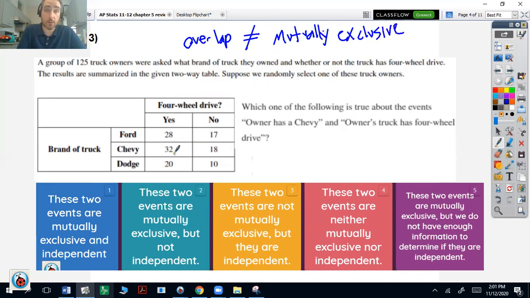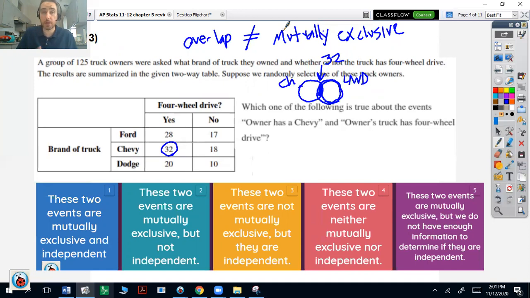So we have overlap. We have Chevy and four-wheel drive. They share a combination here, right? If you think about a Venn diagram, Chevy and four-wheel drive, there's going to be some of those in the four-wheel drive that are also in Chevy, and that's that 32. So they're not mutually exclusive.